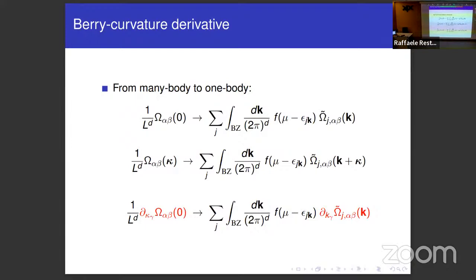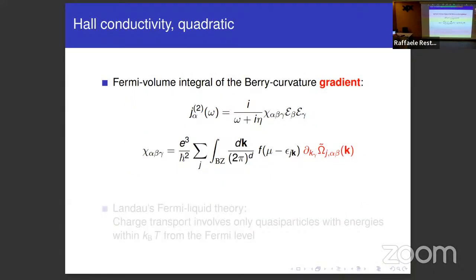Now we want the nonlinear response from the Berry curvature. I already said this one. I want the k derivative. It is relatively easy: when I insert a flux, the flux goes into an addition to the Bloch vector. So when I take the derivative, I have to take the derivative with respect to the Bloch vector. And the final formula is this one: the Fermi volume integral of the Berry curvature gradient. It is not an integral of the Berry curvature dipole, it's the dipole of that. Now, the gradient and the dipole have the same symmetry, but they are not the same thing. And this is the tensor.